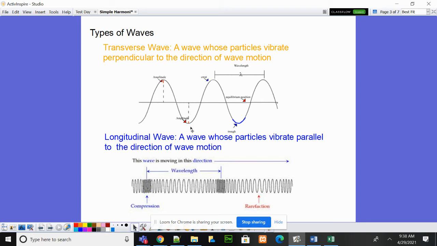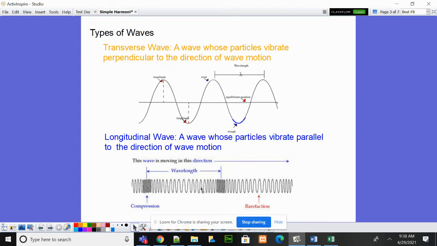And if you watched in the ocean, sometimes you can ride a little bit of the wave in, but a lot of times you're just out there and you're just bobbing up and down. You're not actually going to go in, okay? And these particles just kind of go up and down in the same spot. So it's a wave whose particles vibrate perpendicular to the direction of the wave's motion as the wave goes that way. A longitudinal wave is a wave whose particles vibrate parallel to the direction of wave motion.